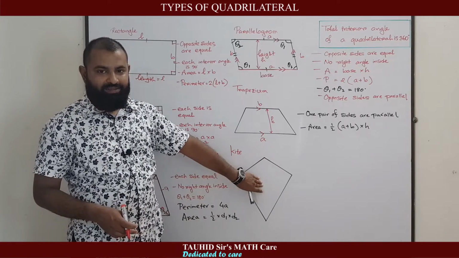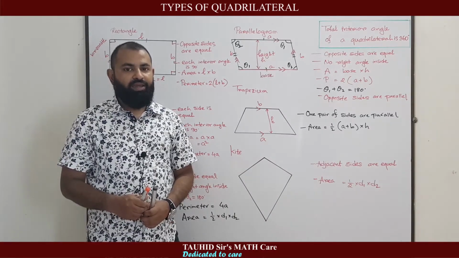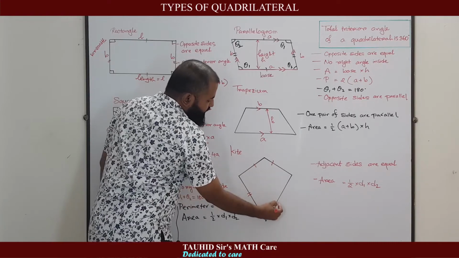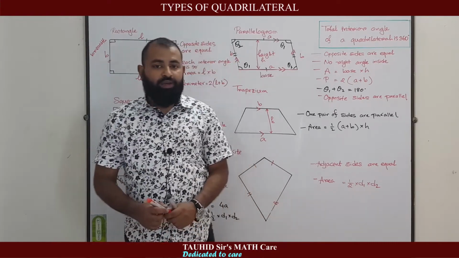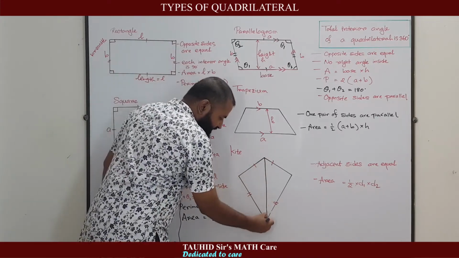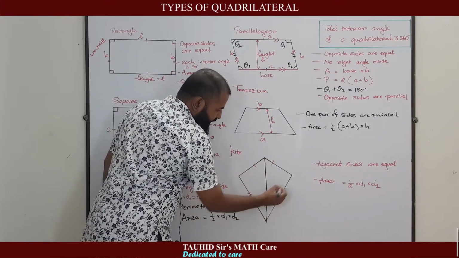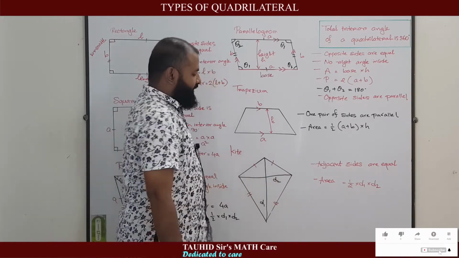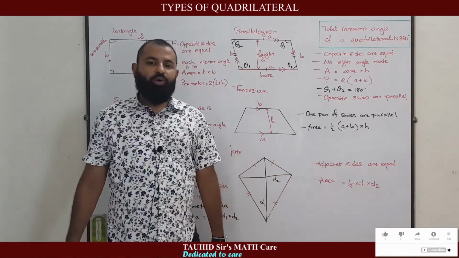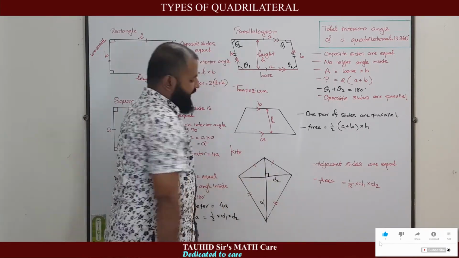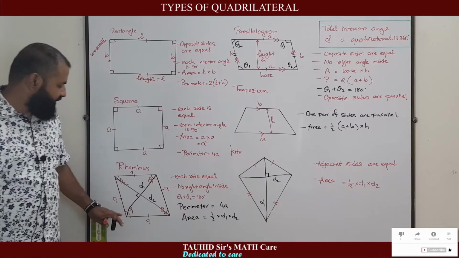Now the last one, kite. Kite looks like this. The adjacent sides of a kite are equal. This side equals this side and this side equals this side. And the area of a kite is half into d1 into d2. That means if we call this diagonal d1 and this diagonal d2, then the area is half into d1 into d2. And these diagonals will intersect at 90 degrees, just like rhombus.